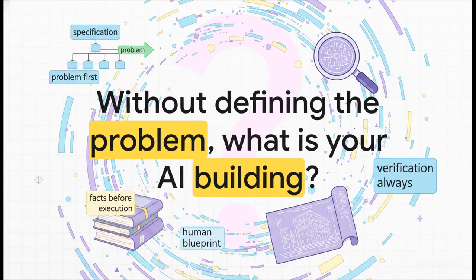So, I want to leave you with this final, vital question, derived from Hamza Abdallah's core philosophy. It's a powerful reminder that flawless AI execution always begins and ends with the human blueprint. Problem first, specification second. Facts before execution, verification always. If you aren't defining the exact parameters of your problem before you touch the AI, what is your AI really building? You're just inviting it to speculate.